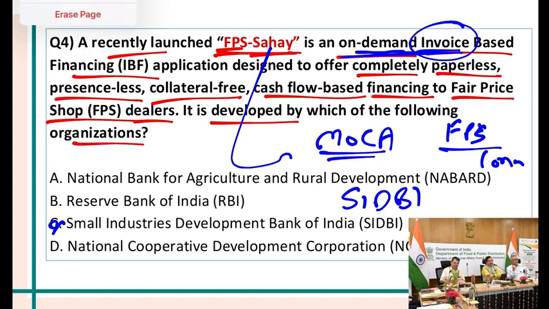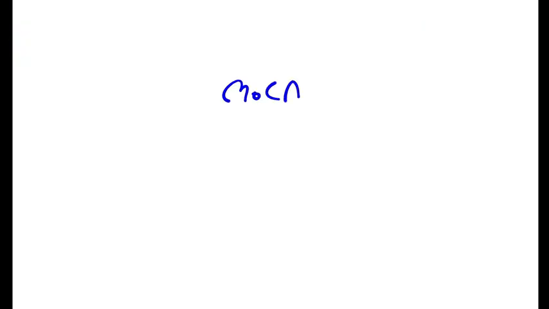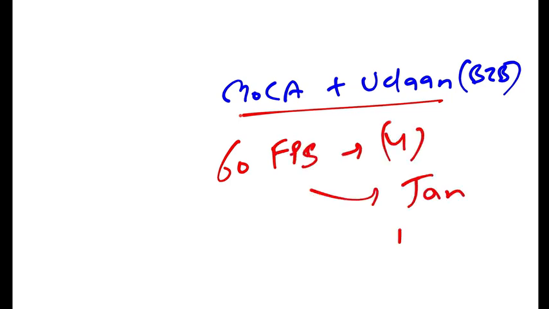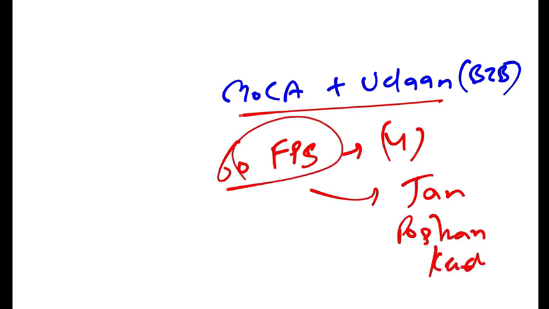Now another important point, the Ministry of Consumer Affairs, they have partnered with a company called Udaan. It is a B2B e-commerce company. And what they are doing is they are converting 60 fair price shops in 4 states of India to Jan Poshan Kendra, so that the fair price shops have more things to sell. They will be converted to Jan Poshan Kendra, and that was also announced very, very recently.